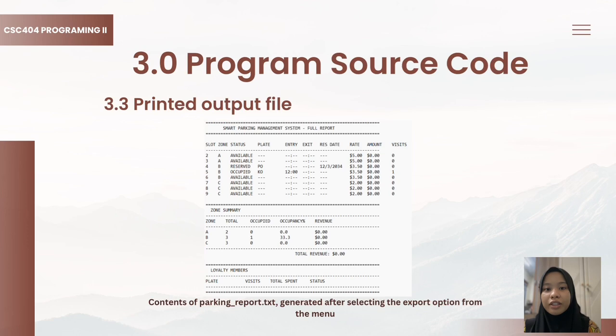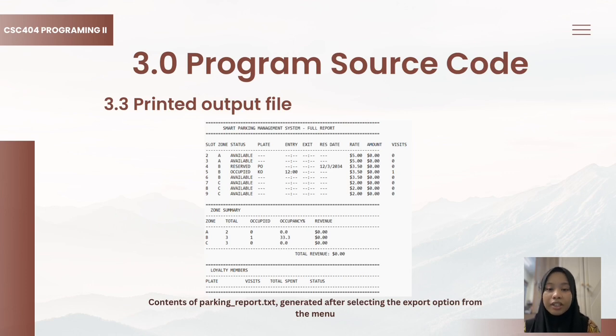Moving on to section 3.3, let's look at the printed output files generated by our system. When an admin selects the export option from the main menu, the program automatically compiles all active data and saves it into a text file named parkingreport.txt. As you can see on the screen, the report is cleanly formatted into sections.